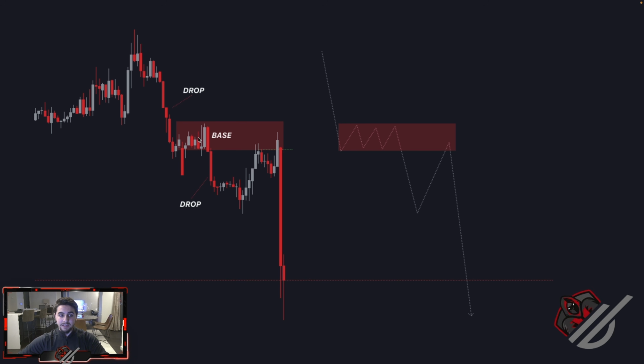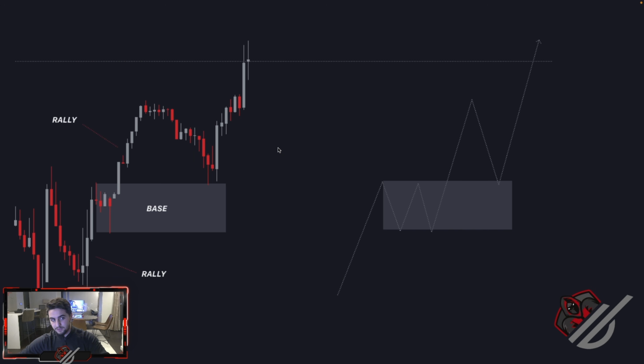Once we have identified these three steps, we mark out our base as an area of supply. We then wait for price to pull back into this base where we can then look to execute some of our sell positions, okay?